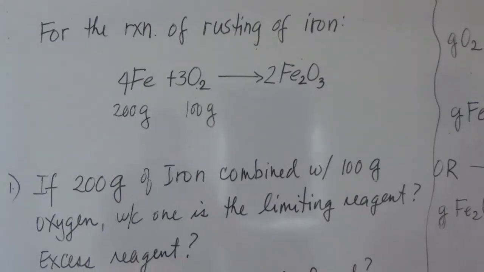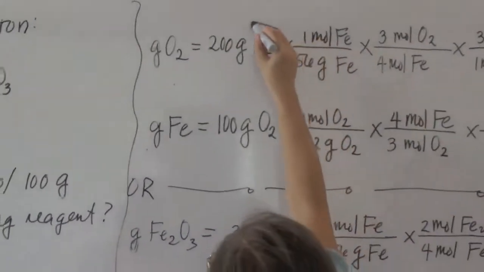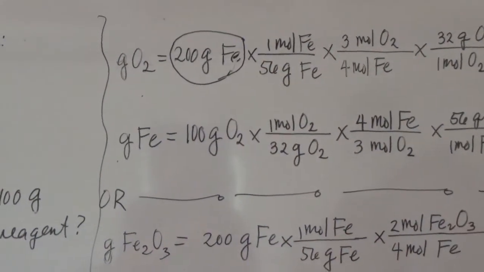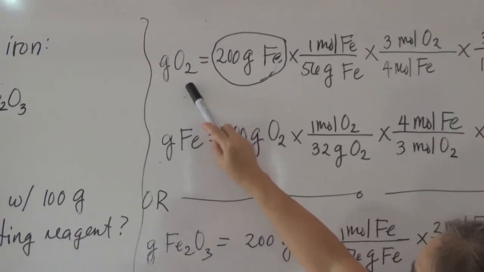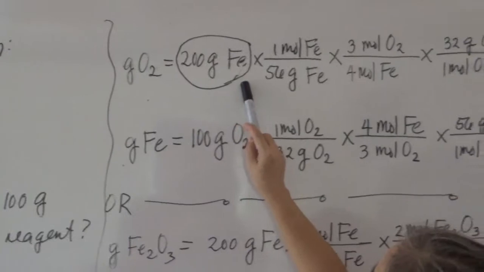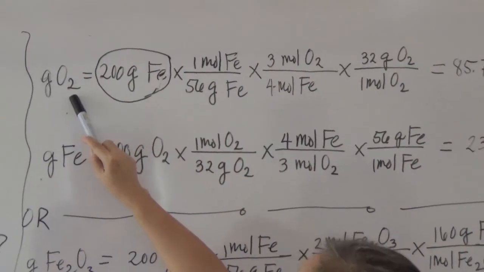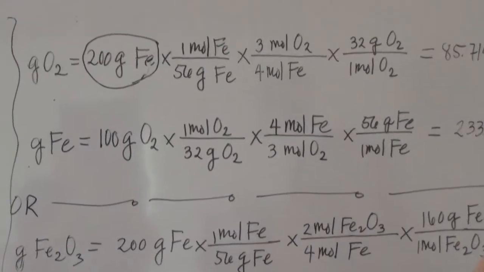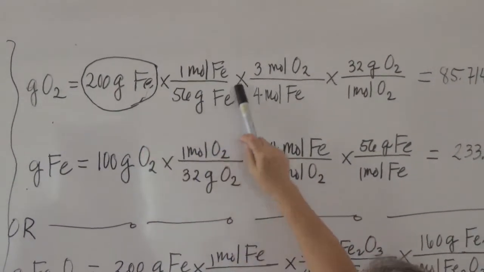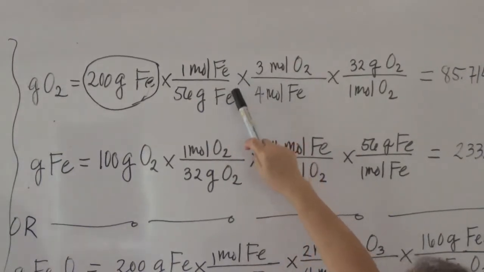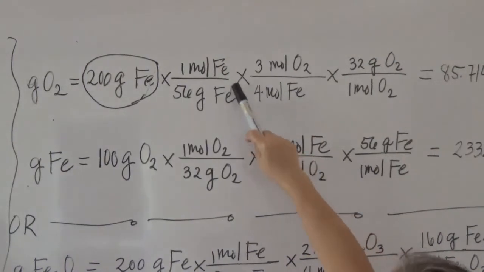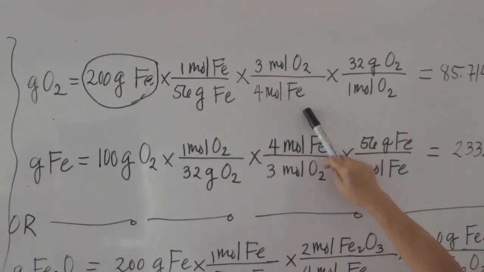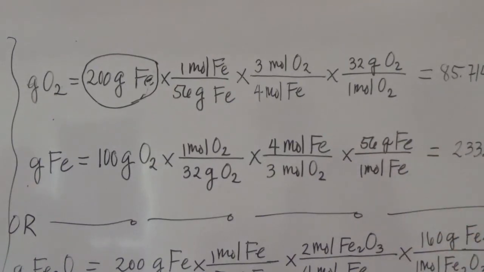So if you have 200 grams of iron, how many grams of oxygen is really needed? That is why our unknown here is grams of oxygen. How many grams of oxygen is needed or reacted by the 200 grams of iron? Based on the stoichiometry, you convert grams of iron to moles of iron using the molar mass, then convert moles of iron to moles of oxygen, then moles of oxygen to grams of oxygen.